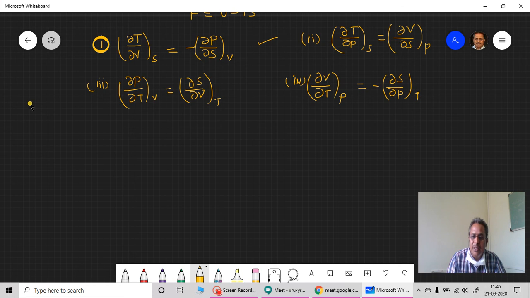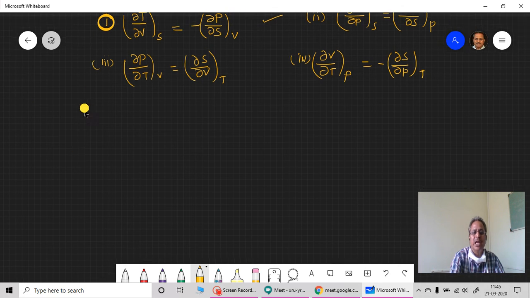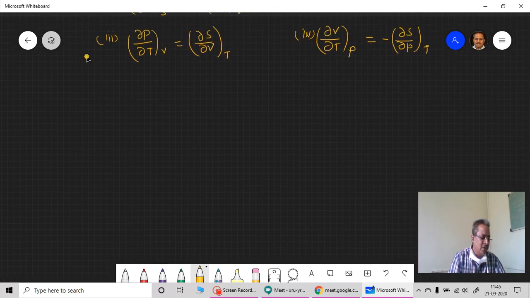So change in volume with respect to change in temperature. So temperature changes, volume changes. So this rate at constant pressure is equal to change in entropy with respect to pressure at constant temperature, and negative. So these rates are, one is positive and one is negative, but they are equal. So in that sense, these thermodynamic relations can be proved as follows. So let's get one by one all these relations.